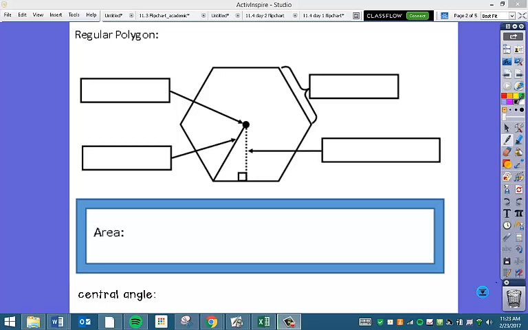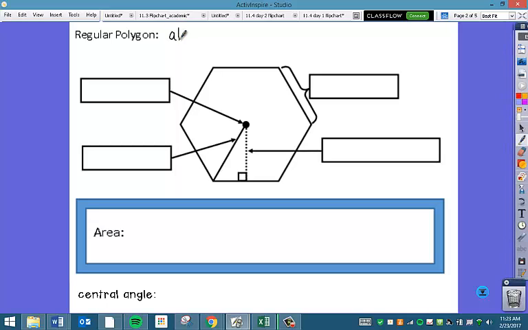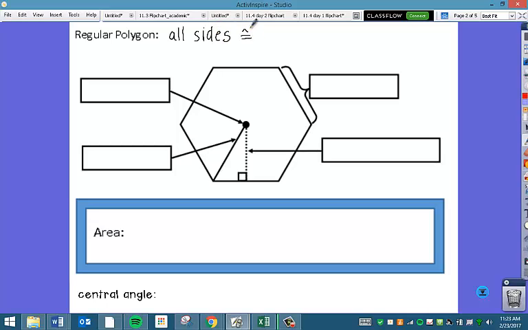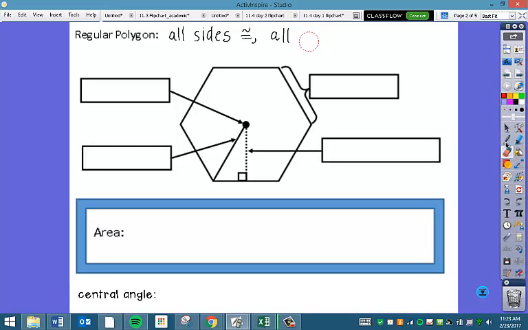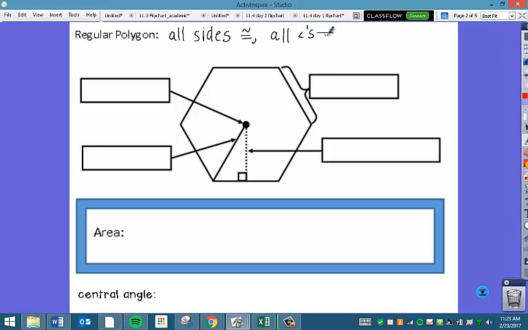Today we're going to be finding the area of regular polygons. The first thing we need to review is what is a regular polygon? A regular polygon has all of its sides congruent to each other and all of its angles congruent to each other. That's a vocab word that we learned a while ago, so just in case you forgot, all of its sides are congruent and all of its angles are congruent.